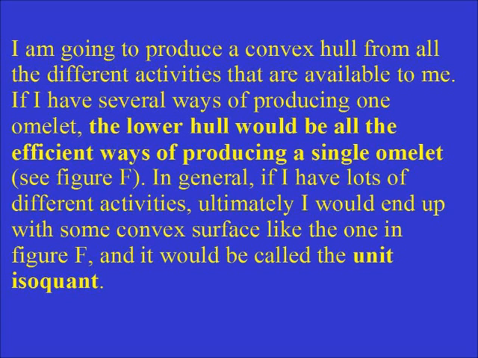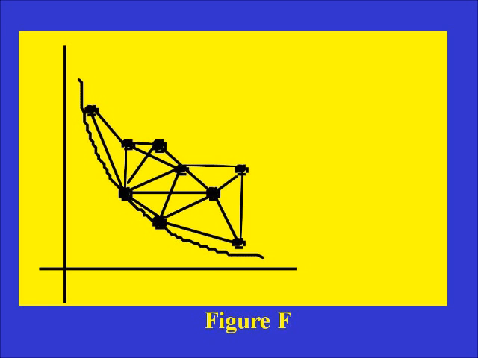If I have lots of different activities, ultimately I would end up with some convex surface like the one in figure F, and this is what's going to be called a unit isoquant. It's called a unit isoquant because I'm producing one unit of output. From that, we can have more isoquants that produce more units of output. Notice it looks a lot like an indifference curve. These are all the points that produce one omelet.